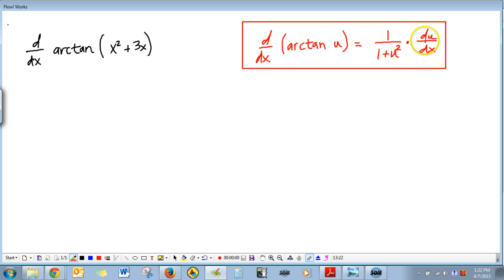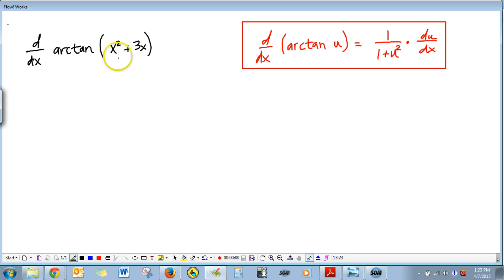Now this part right here is just the chain rule. The derivative of arctangent is 1 over 1 plus u squared. But since u is a function of x, the chain rule says we then have to take the derivative of u with respect to x. So let's see what that means over here.